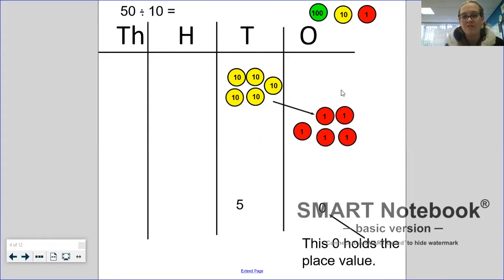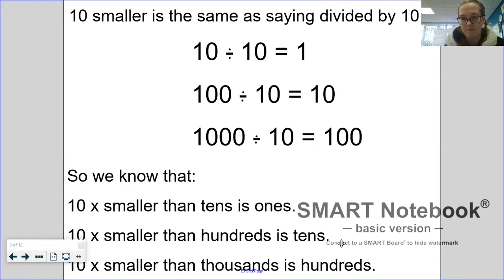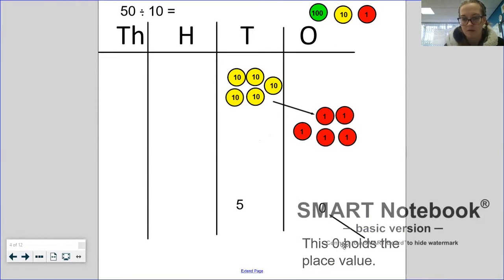So here, look, 50 divided by 10. I had 5 tens, that's my 50. I divided it by 10, and I know that becomes 10 times smaller, so it moved to 5 ones. The answer would be 5.